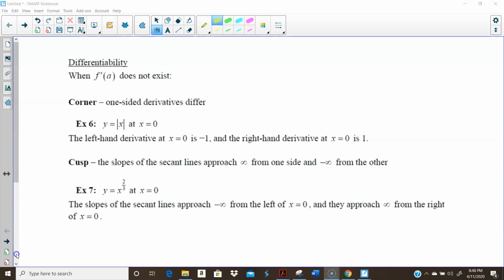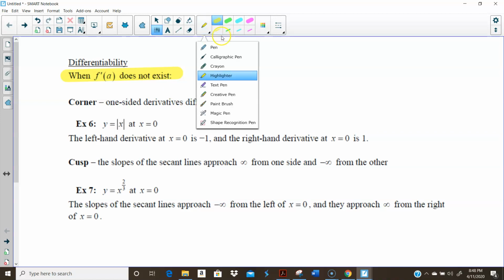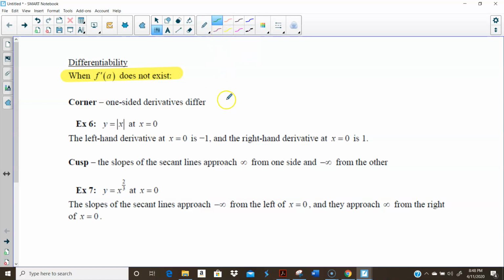This is page 177 in your note guide, and we're going to hit this really fast. So let's look at differentiability and when f prime of a does not exist. There are times when you cannot differentiate the function. One of those times is when you have a corner.